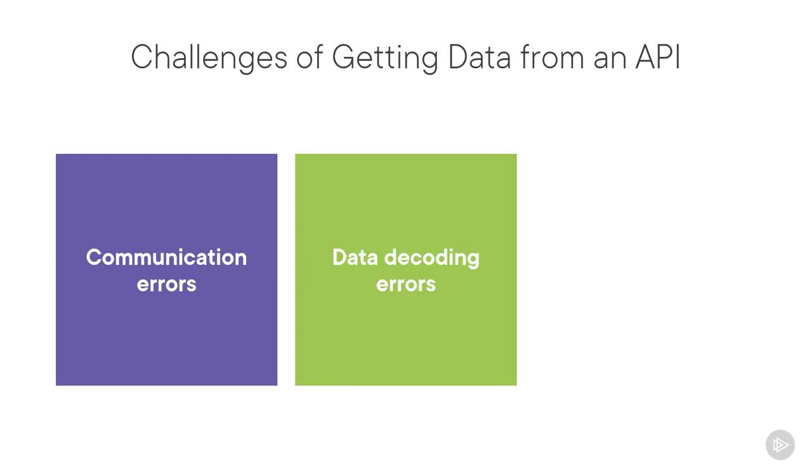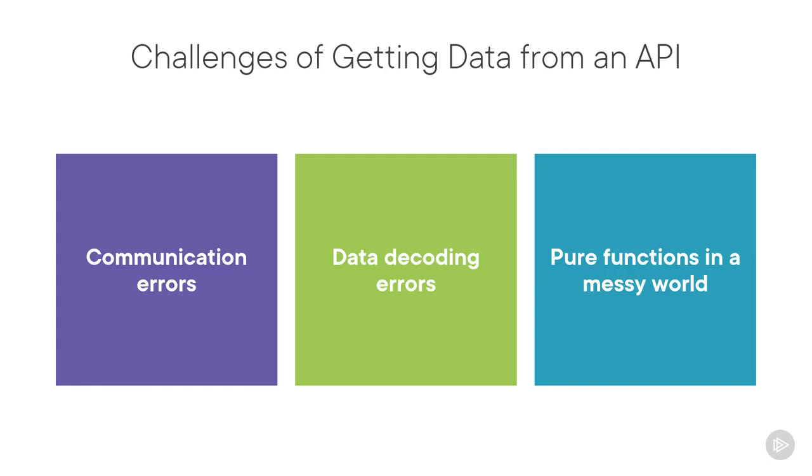The second challenge is about decoding data. Let's say our web app gets some JSON data from the API. Now, what if the data format changes? For example, a field was renamed or just removed. The web app needs to handle such errors without crashing or runtime errors.